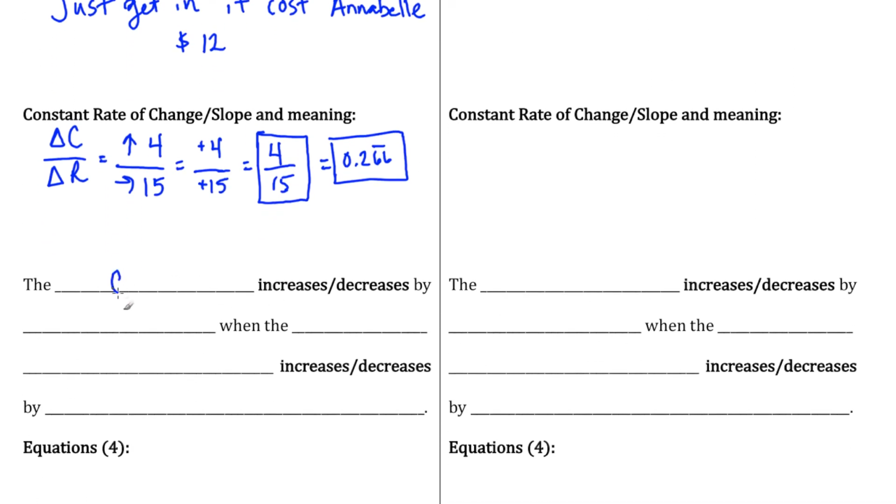So the cost increased by $4 when the number of rides increases by 15 rides.